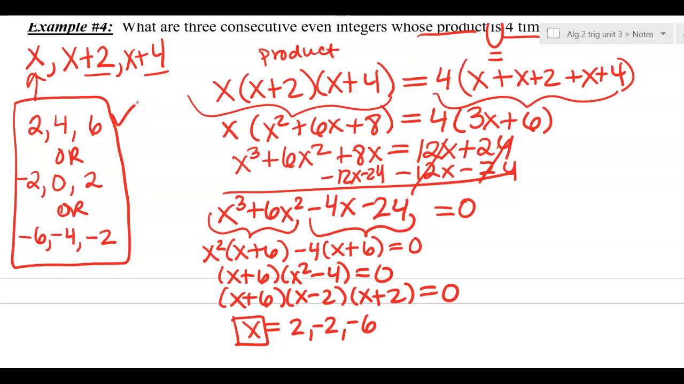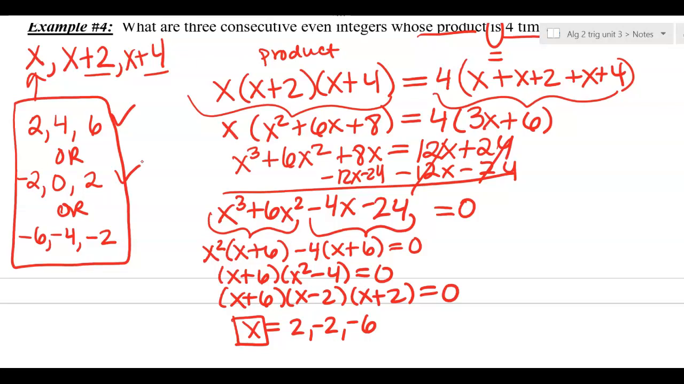Sum, 2 plus 0 plus -2. 0. Okay? 4 times that, 0. Product, 0. Now, some people might argue with you that 0 is not an even integer. By the definition of evens and odds, we're not going to debate it. We could go on forever, okay? But you could get that argument at a higher level. All right, -6, -4, -2.